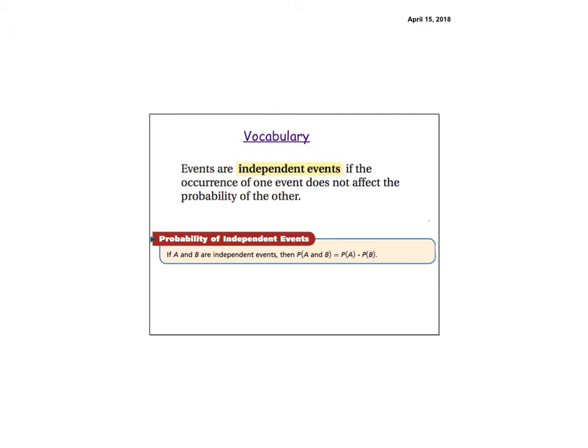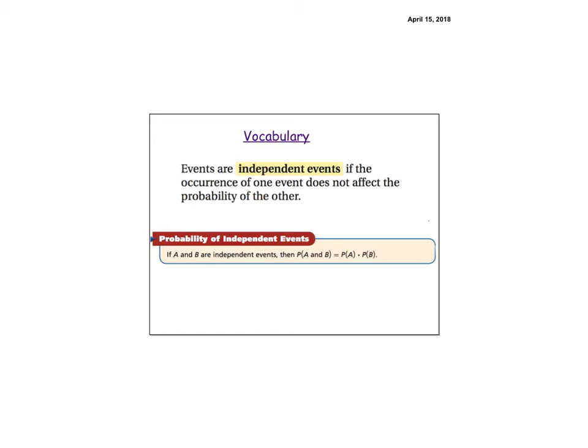So first we'll talk about some vocabulary, and the first thing we're going to talk about are independent events. That means the probability of one thing doesn't affect the probability of another thing. For example, if I were to flip a coin one time and it lands on heads, when I flip it the second time, it doesn't matter what happened the first time. The second time would be independent. So that's all it really means.